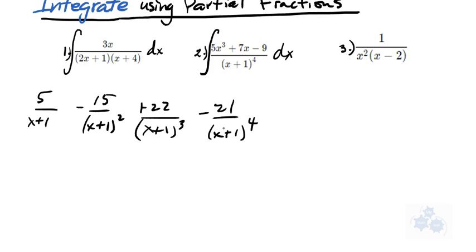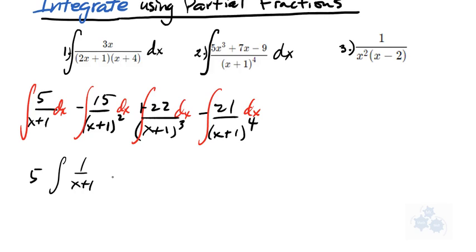So once we've split those into partial fractions, we can then integrate all of these. Take the sum, difference, whatever, of all of these and integrate them separately. So that will get us this far. And we can take the 5 out and integrate 1 over x plus 1 and so on. Take the 15 out, just like we did before.